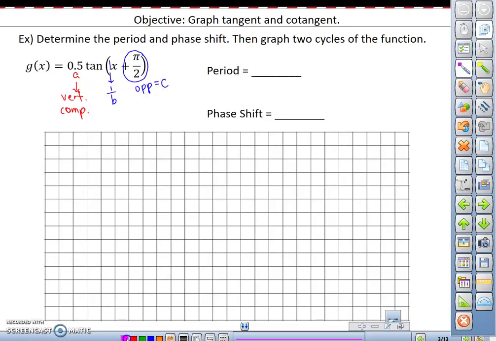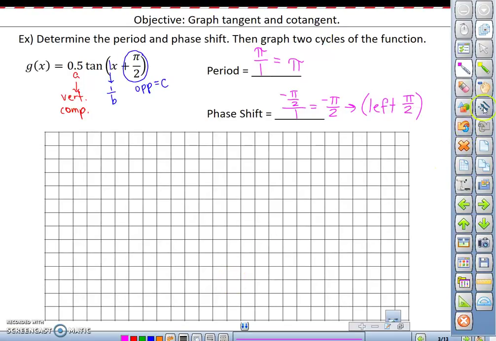So for the period of this function, we're looking at taking pi because we're graphing tangent, dividing it by our 1/b, which is 1. So period is pi, same as the parent function, so that's not changing. So no horizontal stretches or compressions. Phase shift, though, we are going to have that. We have to take the opposite of this to get our c value. So negative pi halves divided by our 1/b value of 1 would give us negative pi halves. And that means that we're going to have a phase shift or translation to the left, pi halves radians.